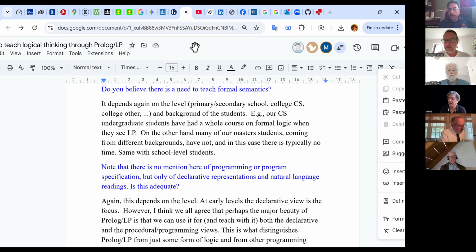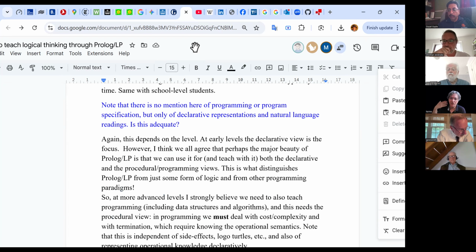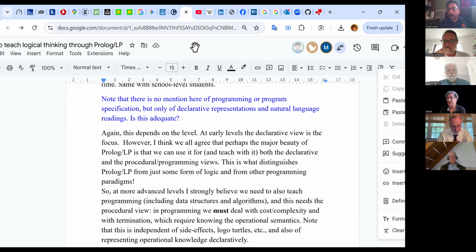Typically we have no time to teach formal semantics, really. I don't know exactly what you meant here, Bob, but we do teach operational semantics. We do teach that, and we do teach a little bit of what is the meaning of programs in the sense of the model and the ground sets, the ground facts that can be inferred from the clauses and so on.